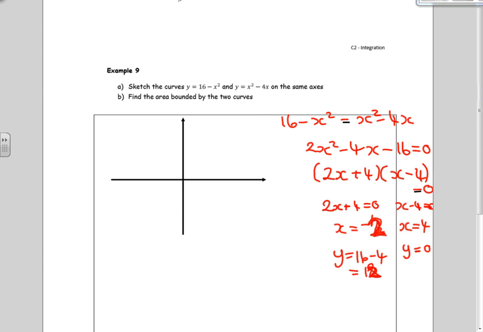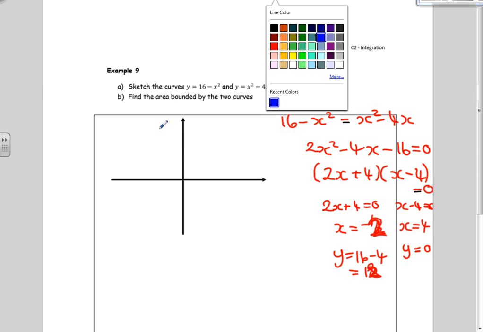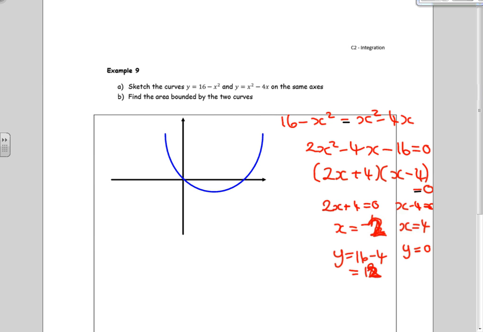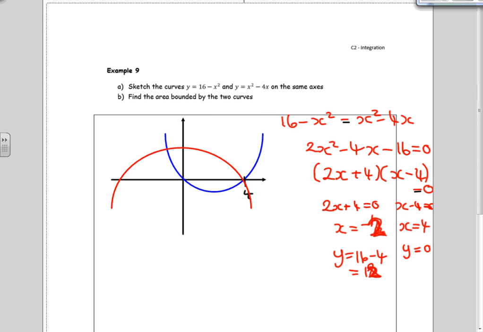So I'm going to draw these curves now. So the curve y equals x squared minus 4x, which of course crosses the x-axis at 0 and at 4, and then the curve y equals 16 minus x squared, like that, which of course cuts the x-axis at plus and minus 4. So we're trying to find this region here.